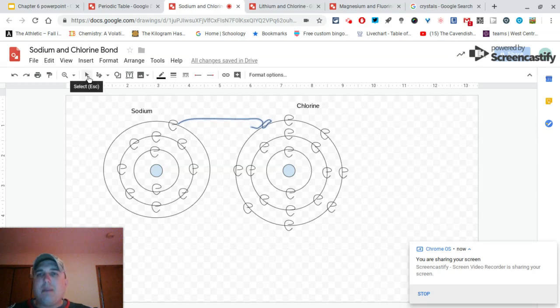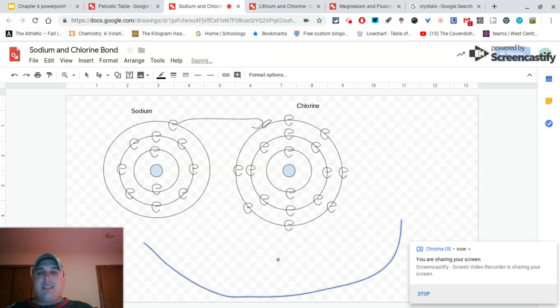And if that does happen, then sodium now has gotten rid of that 1, and it has 1, 2, 3, 4, 5, 6, 7, 8. Sodium has 8 electrons. Is sodium now happy? Yes, sodium is happy with 8. Chlorine now has 1, 2, 3, 4, 5, 6, 7, 8 in its outer shell. Is chlorine happy? Yes. Therefore, they are both happy. They are both stable. And they have formed what's called a chemical bond.